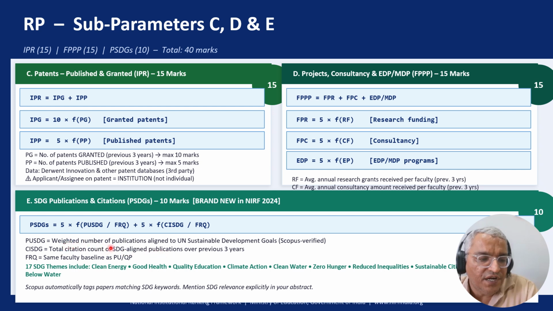PU SDG is weighted number of publications aligned to UN Sustainable Development Goals verified by Scopus. FRQ is the same faculty baseline as publications per QP. 17 SDG themes include clean energy, good health, quality education, climate action. So if the publications are related to these themes, they are counted in the SDG. Scopus automatically tags such papers matching SDG keywords. So it is captured again from Scopus.